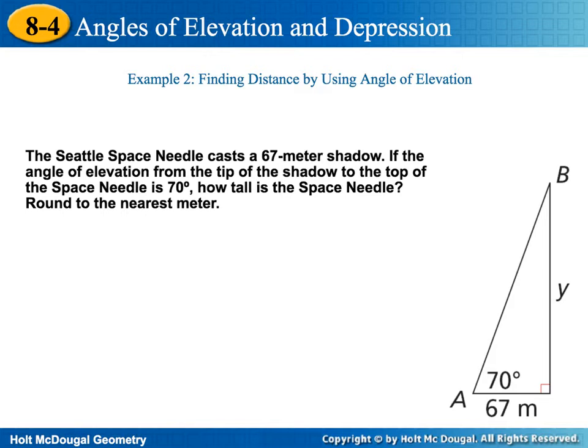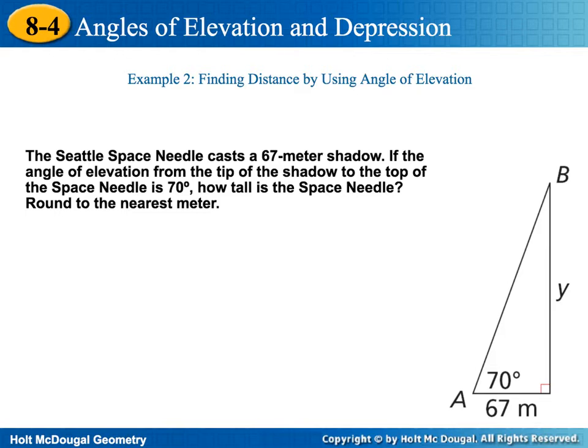All right, so now we can do story problems, yay! Okay, so example 1. The Seattle Space Needle casts a 67-meter shadow. If the angle of elevation from the tip of the shadow to the top of the Space Needle is 70 degrees, how tall is the Space Needle? Round to the nearest meter.